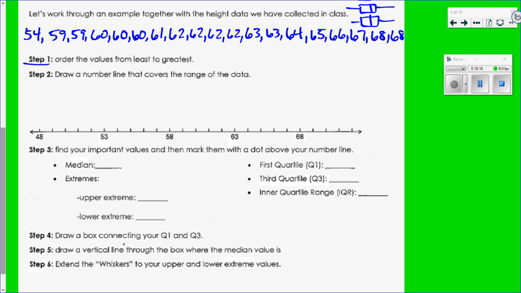The silence is disturbing me. Come on, Mackenzie, you know. How do I find the median? Owen? I have 19 numbers, so where's my median? Jake? Which would be?